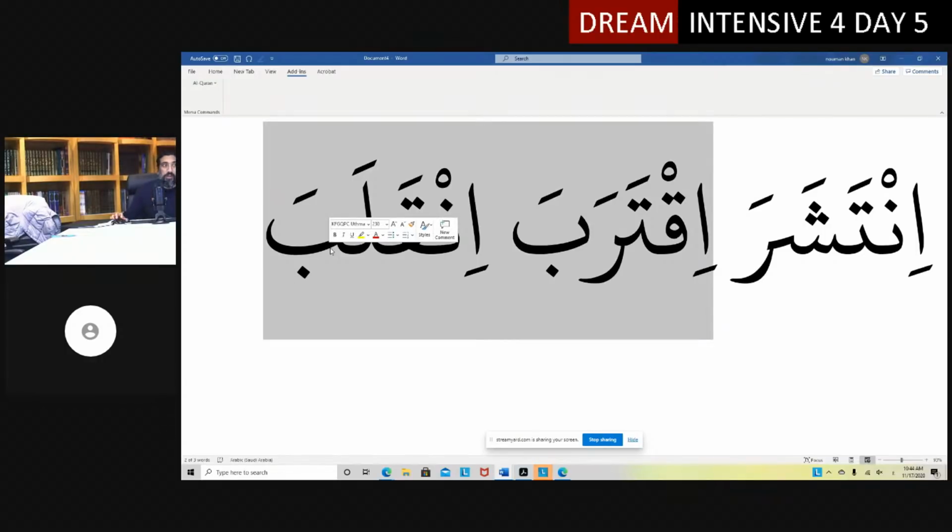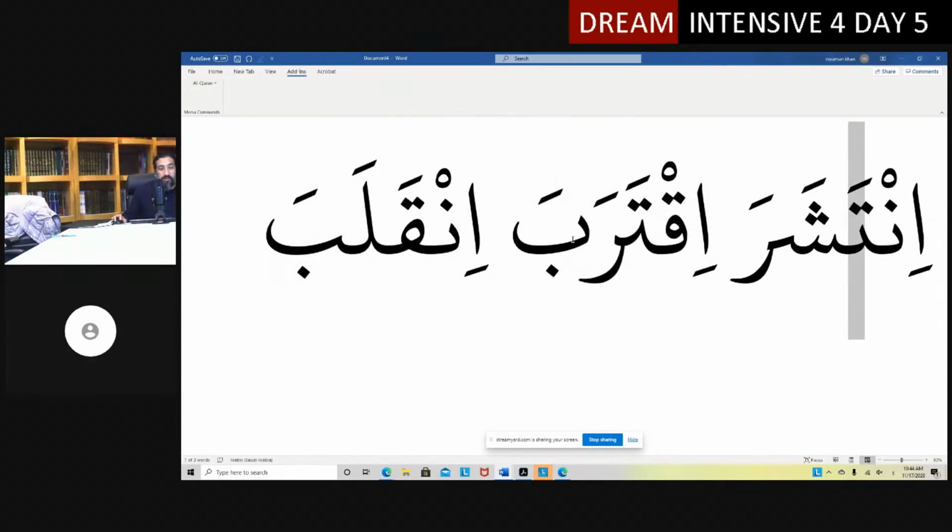Let me tell you the rule. If it's got a ta in there, it's iqtaraba. If it's got a ta, it's iqtaraba. And if it doesn't have a ta, and it definitely has an in, because inqalaba has to have in anyway. The noon is part of the shape. It's not part of the 3-letter roots. If it has an in, and it doesn't have a ta, then it's inqalaba.